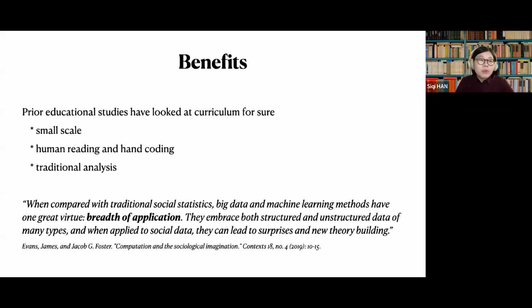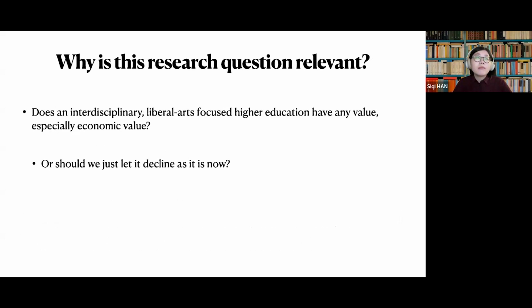So let me come back to the importance of this research question. What is an interdisciplinary higher education and why does it matter? How can it be related to new theory building? We situated this question in a heated debate about the value of liberal arts interdisciplinary education. Needless to say, you must have noticed that there is a worldwide decline of liberal arts colleges and the liberal arts component in universities.